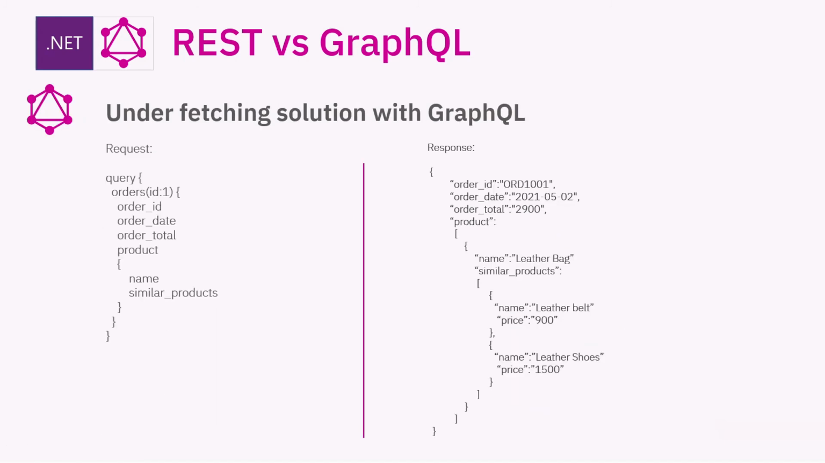The solution for underfetching is that on the left hand side you can see a query asking for order ID 1, requesting order ID, order date, order total and a product. In the product it is asking for name and similar products. Now on the right hand side you can see it is retrieving order ID, order date, order total, product information, name, leatherback, and all the similar products with the name and price information. So this is how you can reduce the extra calls which were made by REST, in GraphQL.